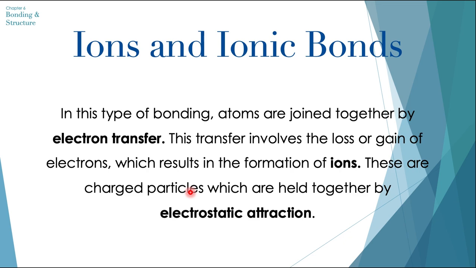If we bring a positively charged object to some negative ions, it would obviously attract them. They will get attracted because of the electrostatic attraction. So this is electrostatic attraction. These ions are charged particles which are held together by electrostatic attraction. And ionic bonding is basically when atoms get joined together by electron transfer, a loss or gain of electrons.